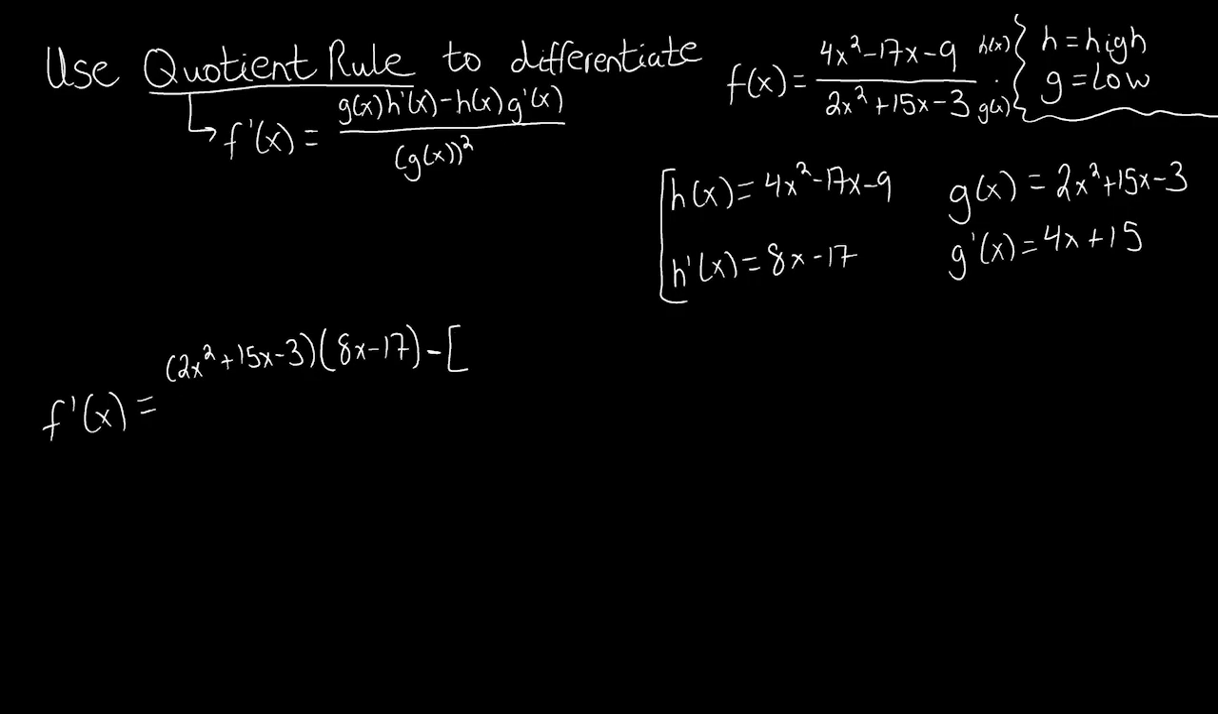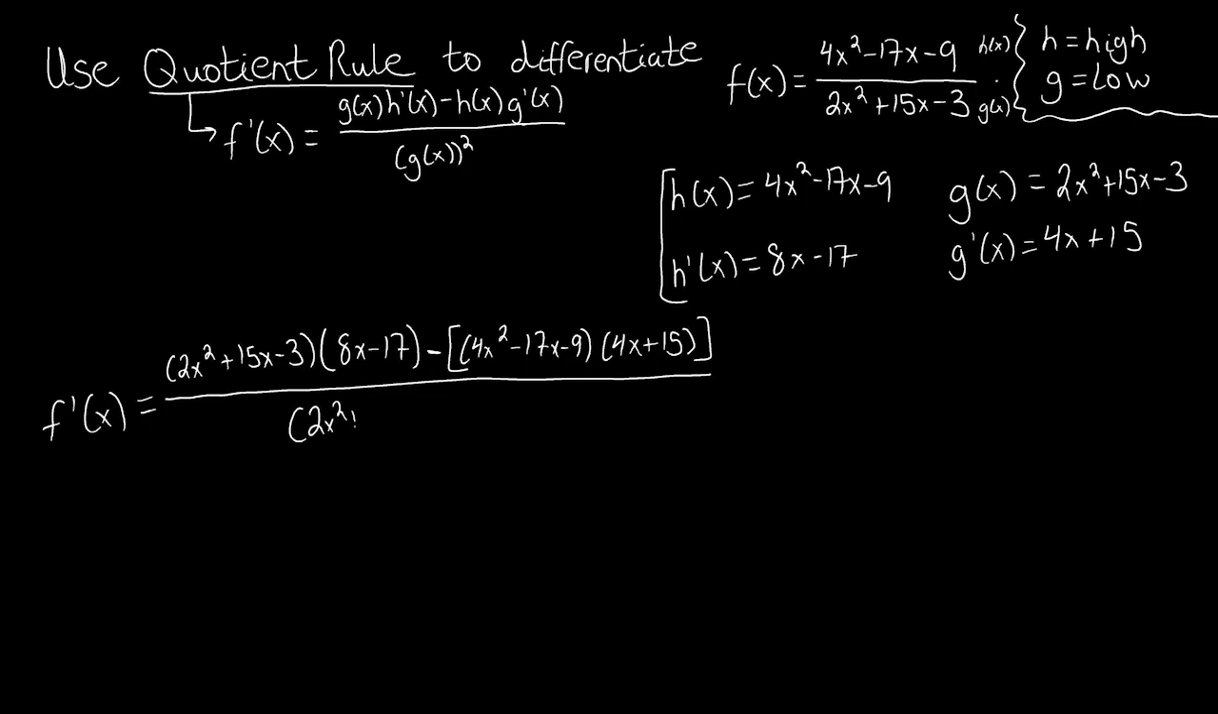But here we have high. So the high function was 4x squared minus 17x minus 9. And then the last piece was d low. So d low is 4x plus 15. It's times 4x plus 15. So that caps off our product. We end the bracket. And this is all going to be over the square of what was below. So we're going to simply write 2x squared plus 15x minus 3, squared.